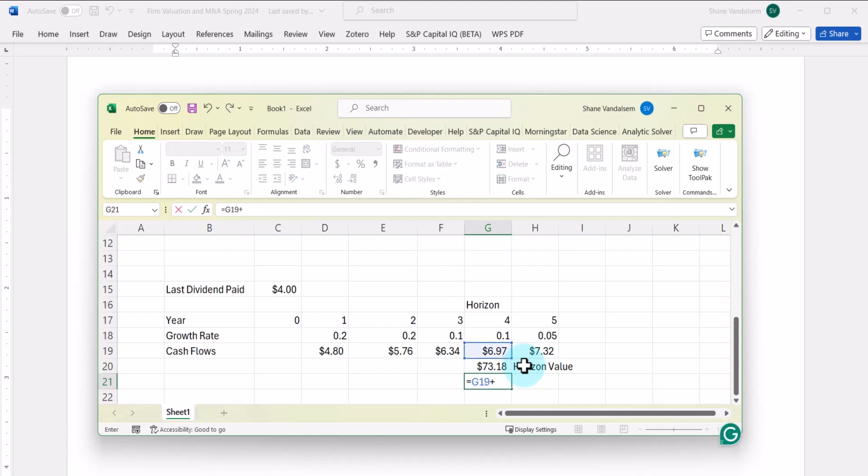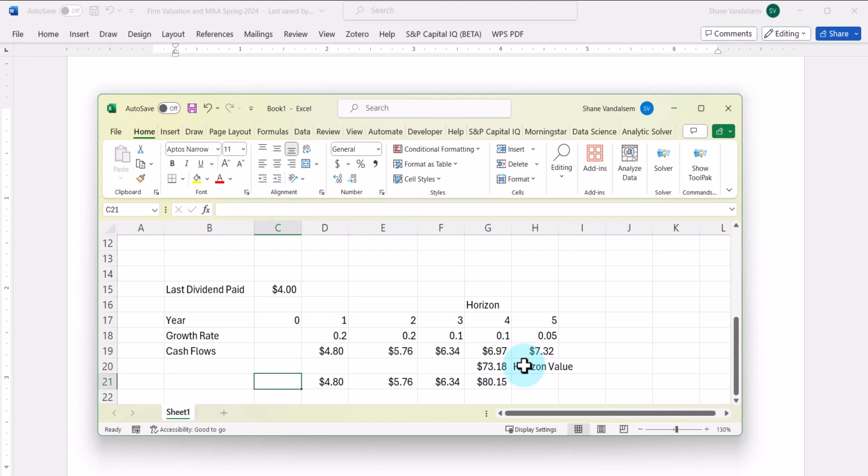And so at time 4, if I bought the stock today, I could sell the stock, in theory, for $73.18 at time 4. And I expect for year 4 to receive a dividend of $6.97. I add those two cash flows together, I get $80.15. Now, it doesn't actually matter when I expect to sell the stock. This is just telling me what's expected in terms of cash flows for each time period for that stock. I could buy the stock today and sell it tomorrow, or I could wait 20 years to sell it. That doesn't change the value of the stock.